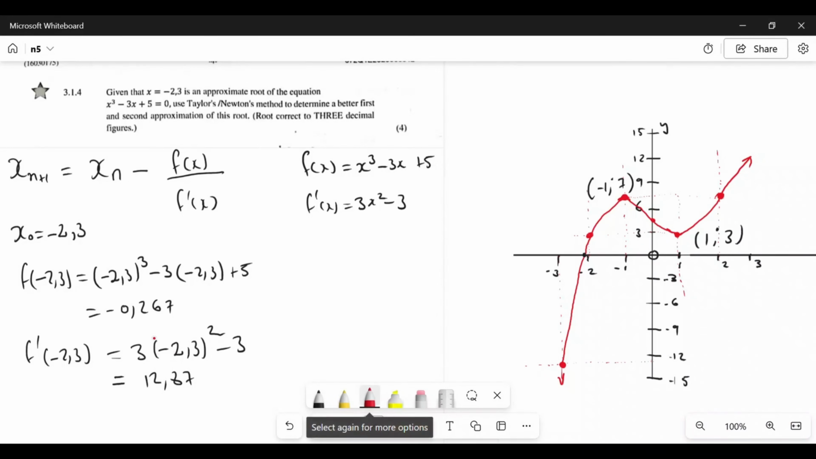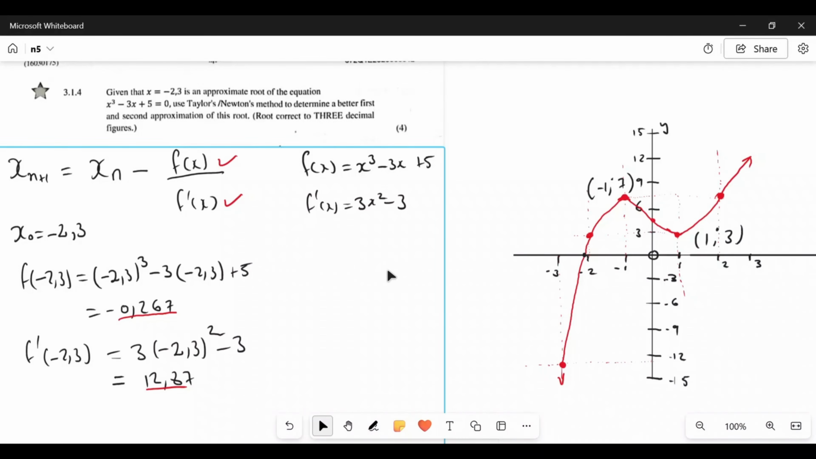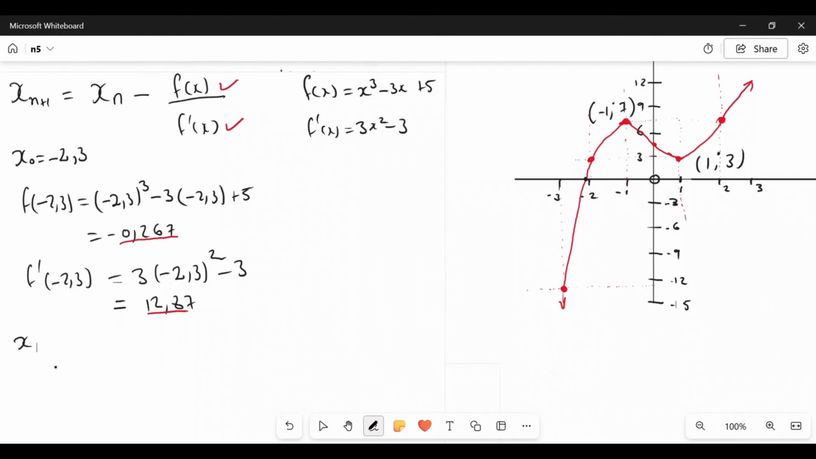Now, let me just highlight here. This one here, when you substitute on the formula, it's going to go there on the f of x. And that one there, when you substitute on the formula, it's going to go there on f of x prime. So let's do some substitution. Let's create a little bit of space here. Now we find x1. The formula is going to go like this: x1 is equal to x0 minus f of -2,3 divided by f prime of -2,3. So basically, we're just going to substitute the values that we have there.